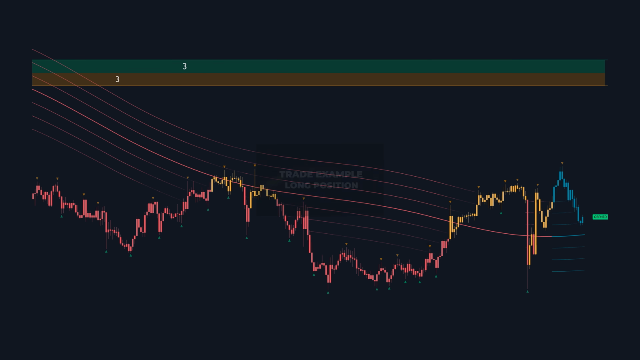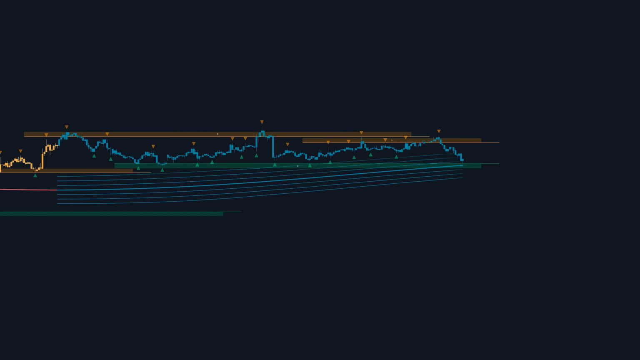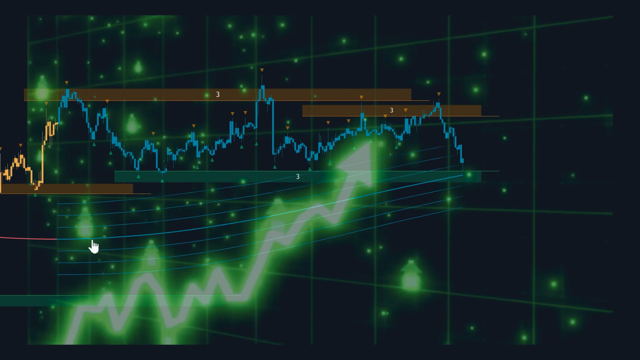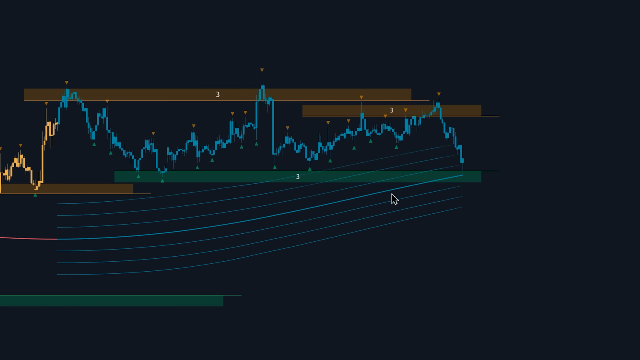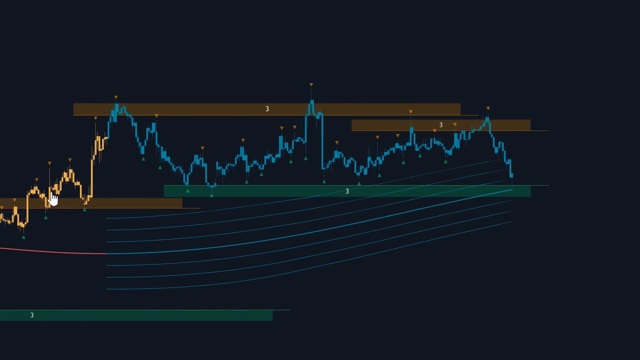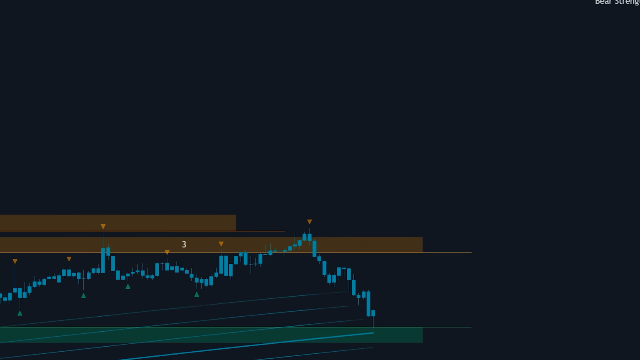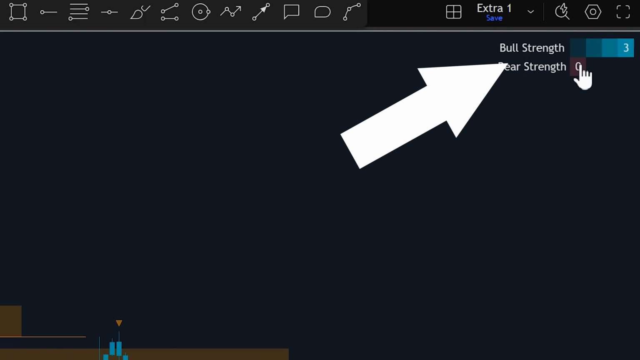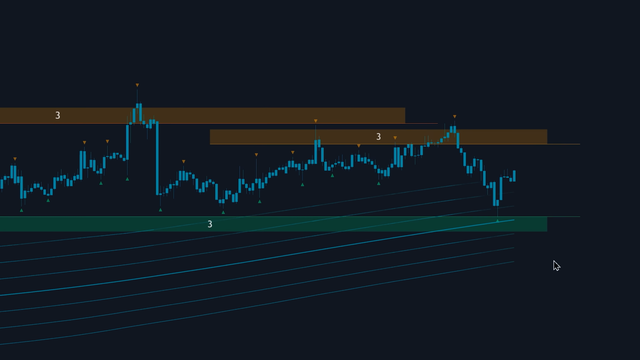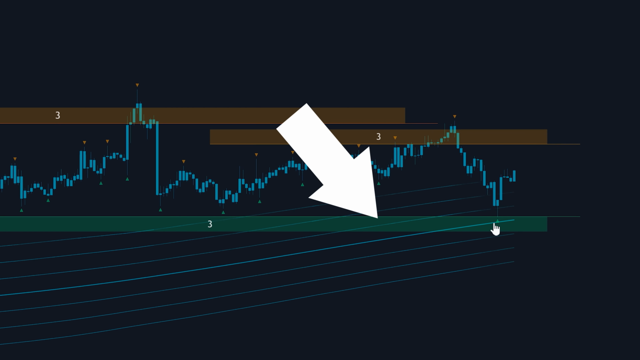Let's put this into practice. Here's the long setup in action. First, the trend classifier needs to be bullish. Ribbons and candles teal, no yellow consolidation, and the strength table should be pegged at 3 so momentum is on our side. Then a green support zone from the BigBeluga script has to be in place beneath price.